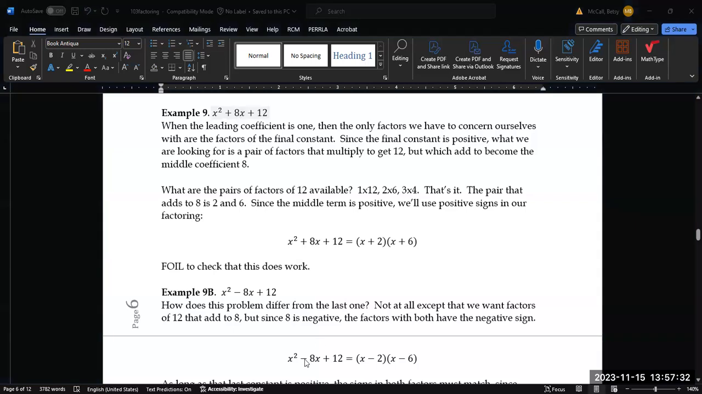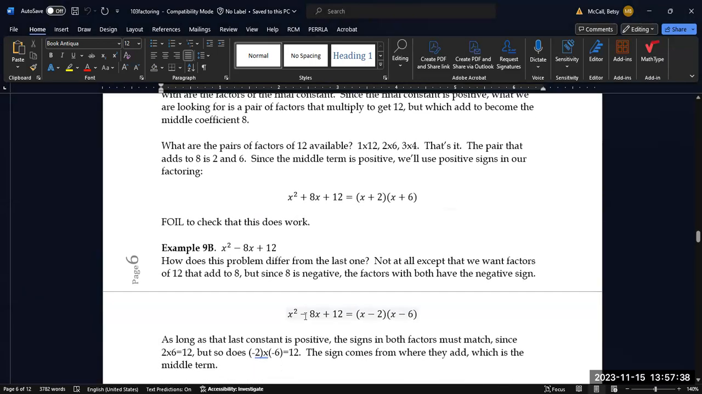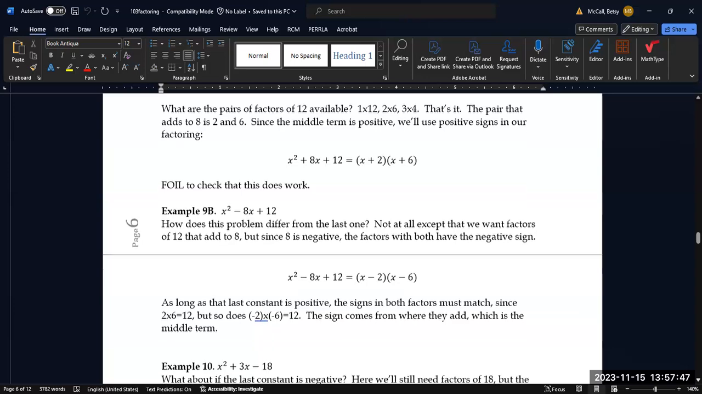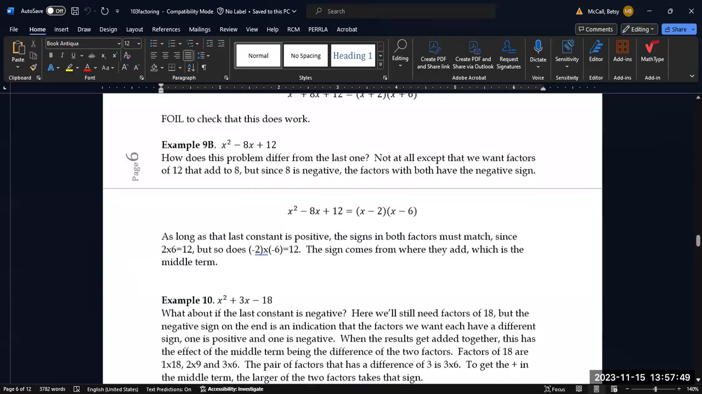And if the middle term is negative, then it will basically still work the same way, as we see in the next example, only that you'll need them to add to a negative number, in which case both of your factors will be negative, because negative 2 times negative 6 is still positive 12.